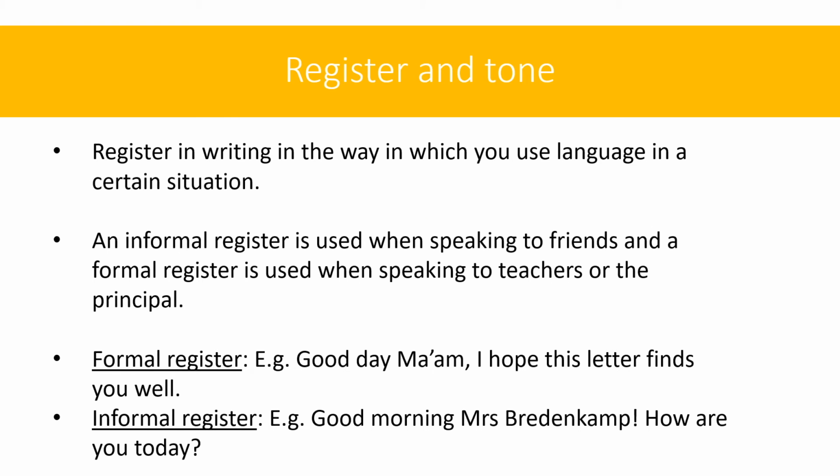Now, let's quickly discuss register and tone. What are they? Register is writing in a way that you use language in a certain situation. So, for example, an informal register is what you would use when you're speaking to your friends, and a formal register is what you would use when you're speaking to the teacher or a principal. So, for example, formal register would be, "Good day, ma'am. I hope this letter finds you well." Whereas, informal register could say, "Good morning, Mrs. Bredenkamp. How are you today?"